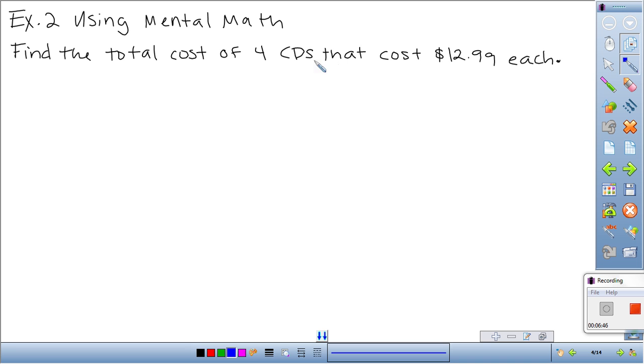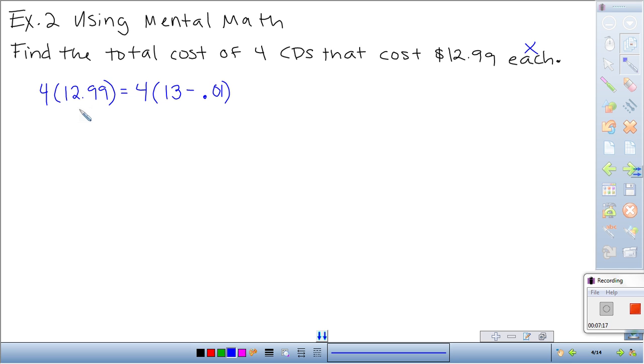Find the total cost of 4 CDs that cost $12.99 each. So the "each" tells us we're multiplying these together. So I have 4 times $12.99. Well, we're going to use the distributive property again, so let's rewrite it as 4 times, instead of $12.99, that's really close to $13, we'll do $13 minus 1 cent, and that would give us $12.99. And now we can just distribute.